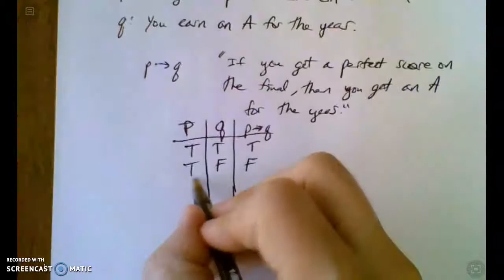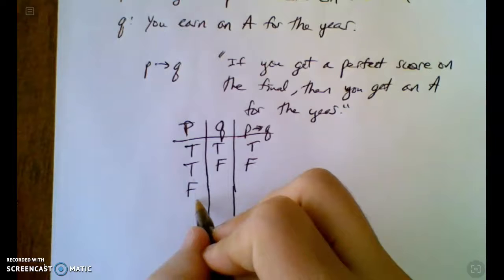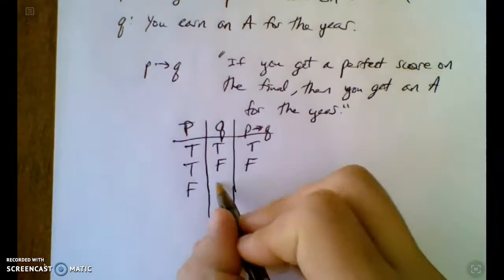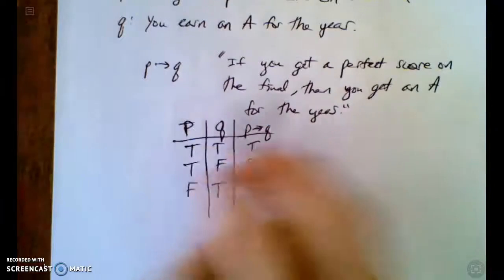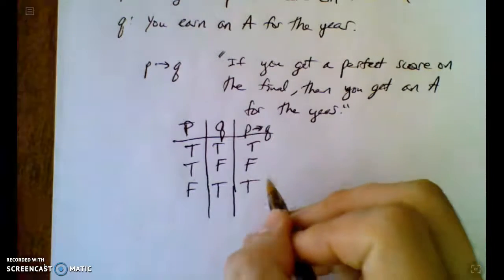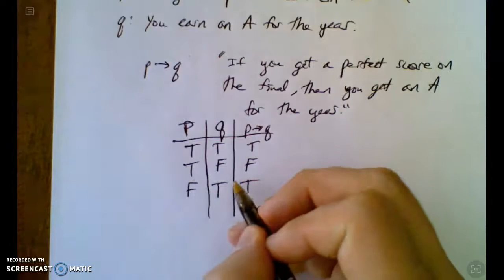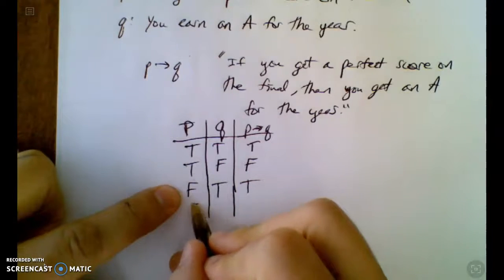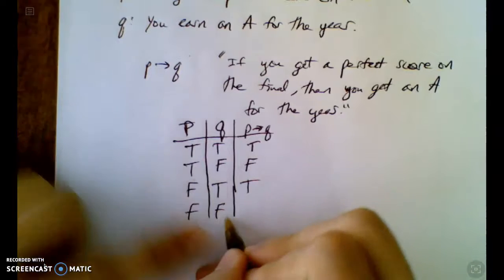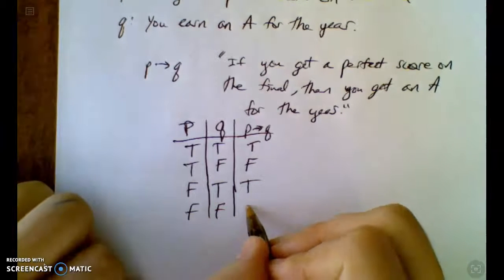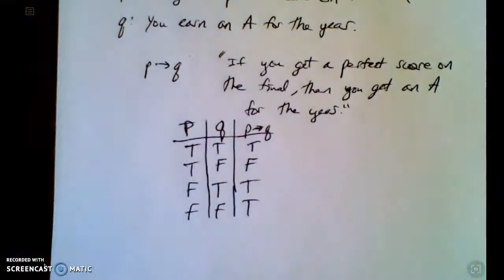The others should make sense why they're vacuously true, because what if you did not get a perfect score on the final and you did get an A for the year? How's my statement looking? If you get a perfect score in the final, you get an A for the year? That's still true, because the contract was never started. So you can't call me a liar for that statement. You didn't even get a perfect score. So don't come whining to me when, in this situation, you didn't get an A for the year, but you didn't even score perfect on the final. So these two are those vacuously true ones again.